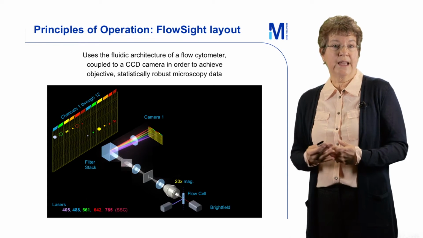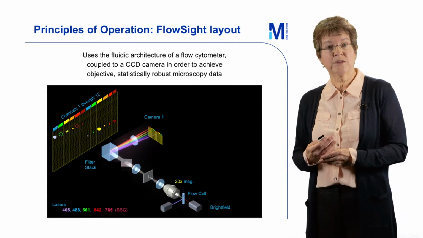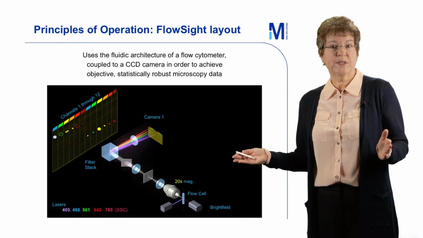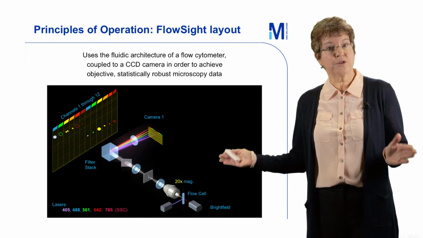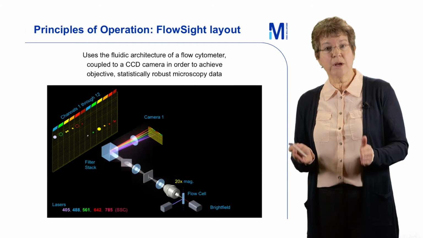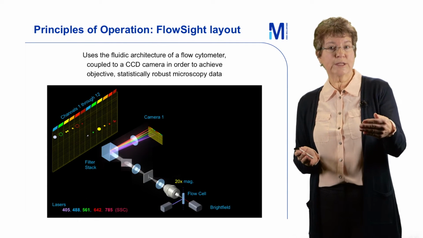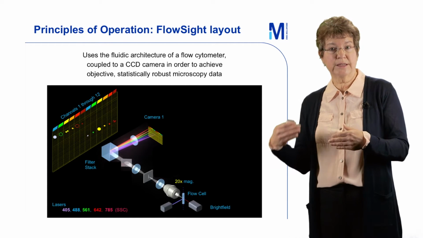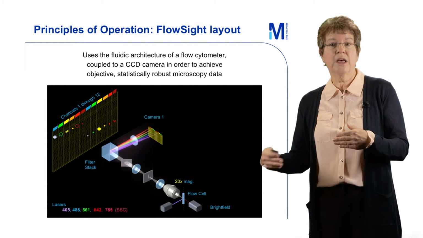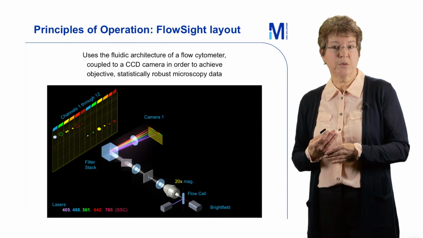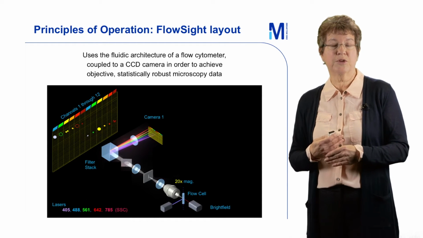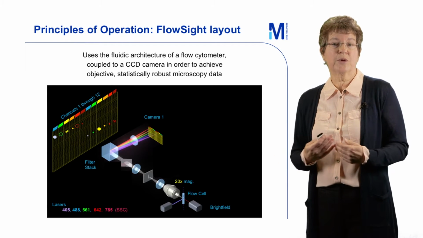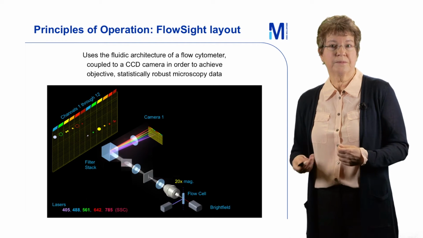The FlowSight layout is a little bit different. The FlowSight uses one camera, and instead of spreading those 12 channels out over 2 cameras, we use one camera. 6 channels are on one quadrant of the camera and 6 channels on another quadrant. The FlowSight also uses a 20x magnification and has fewer options for the lasers. This allows us to bring the cost down on the instrument.